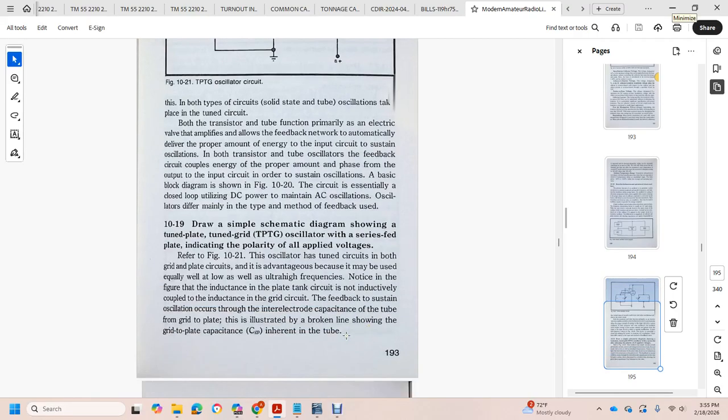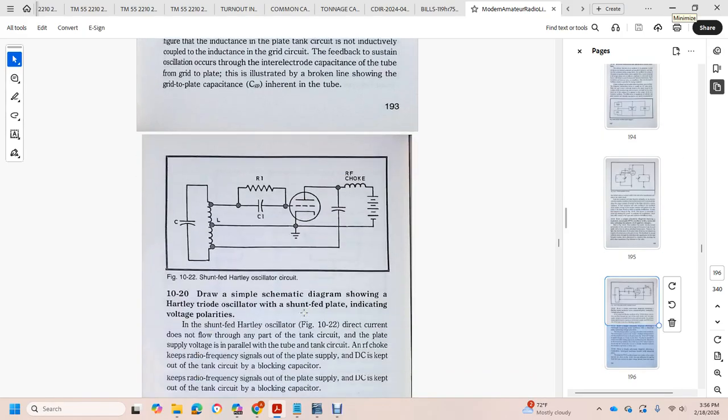Figure 1019: draw the simple schematic diagram showing a tuned plate grid oscillator with the plate polarity, including the polarity of applied voltage, with the tuned circuit in the plate and grid circuits. The advantage is that between them the capacitance becomes equal, as well as at ultra high frequencies. The plate tank circuit is not inductively coupled with the inductive grid circuit; the feedback system of the oscillation occurs with the inter-electrode capacitance of the tube, the grid-plate capacitance, with the illustration of the broken line shown on the grid plate capacitance inherent in the tube.